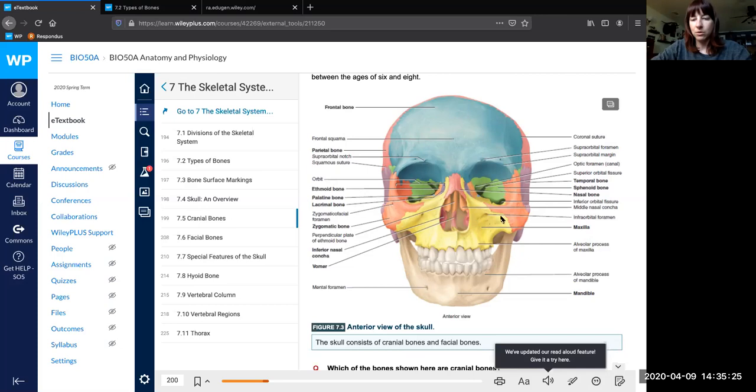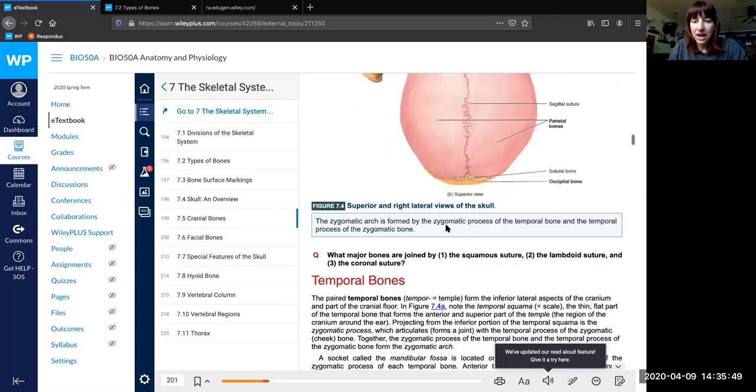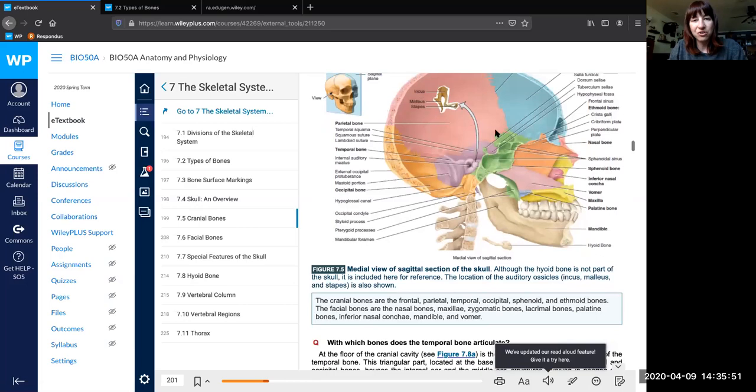So we're going to have to identify the bones in a picture of a regular non-exploded skull, right? From various angles. There are some bones of the skull that you can see from the anterior view. There are some bones of the skull that you can only see from an inferior view or from an internal view.